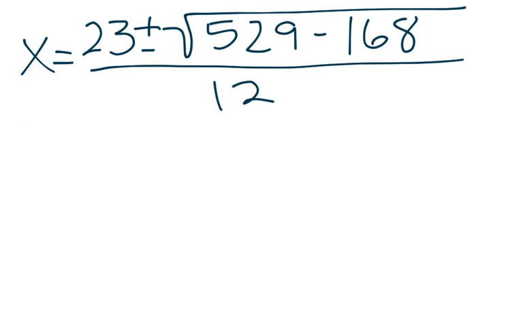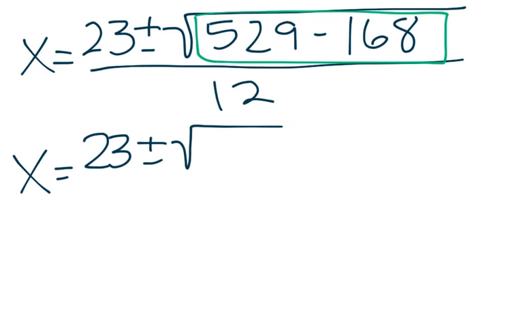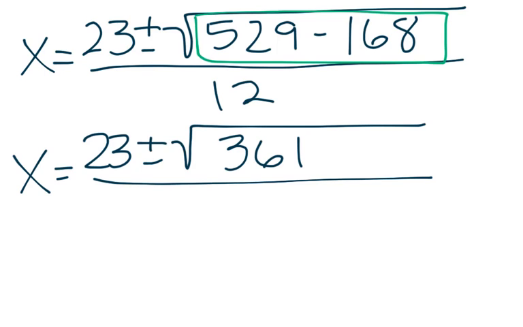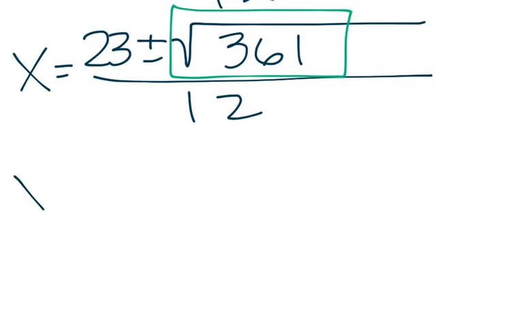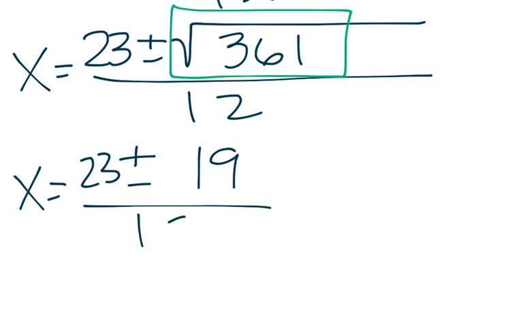Let's keep simplifying. Now we are going to be subtracting these numbers inside of the square root sign. So we have to rewrite this equation: x equals 23 plus or minus the square root of 529 minus 168, and that is going to be 361 over 12. Now we want to find the square root of 361. So we are going to rewrite the equation: x equals 23 plus or minus 19 over 12.